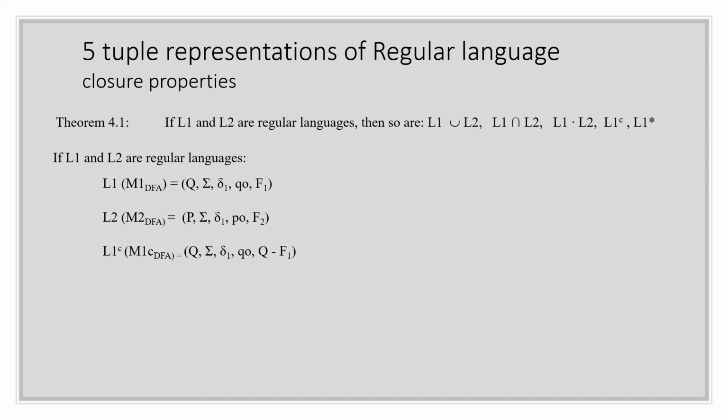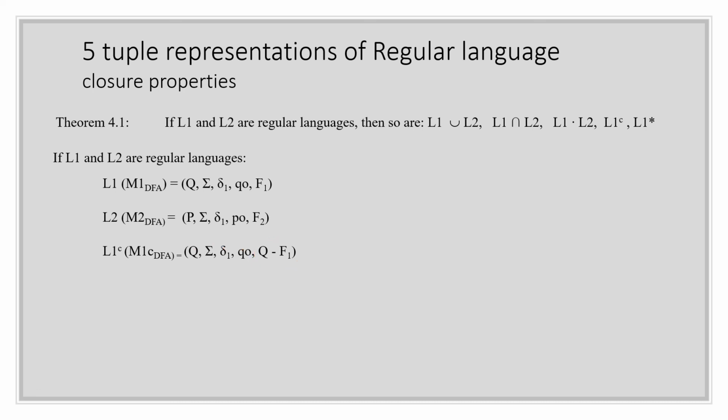The 5-tuple representation of the complement of language 1. So we don't need two languages to do the complement. You still have your same states, your same alphabet, you have a transition function, you have your initial state, only your set of final states, instead of being the set of final states, is going to be your set of states minus those that were previously accepting.